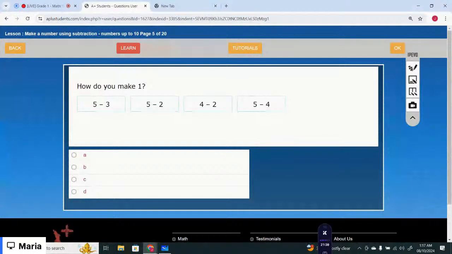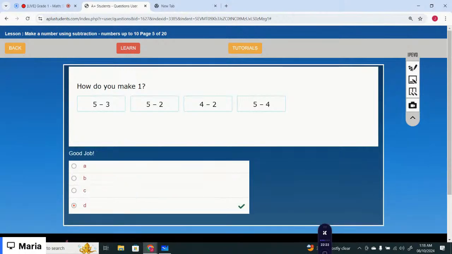How do you make 1, which is the correct option? The correct option is 5 take away 4. Option number D is the correct option. That's the only option that makes 1, right? So 5 take away 4 is the correct option.